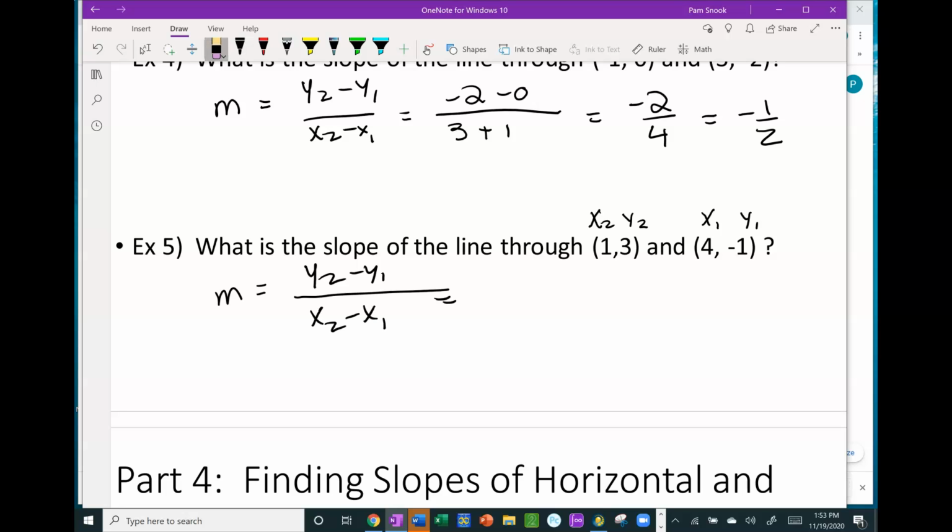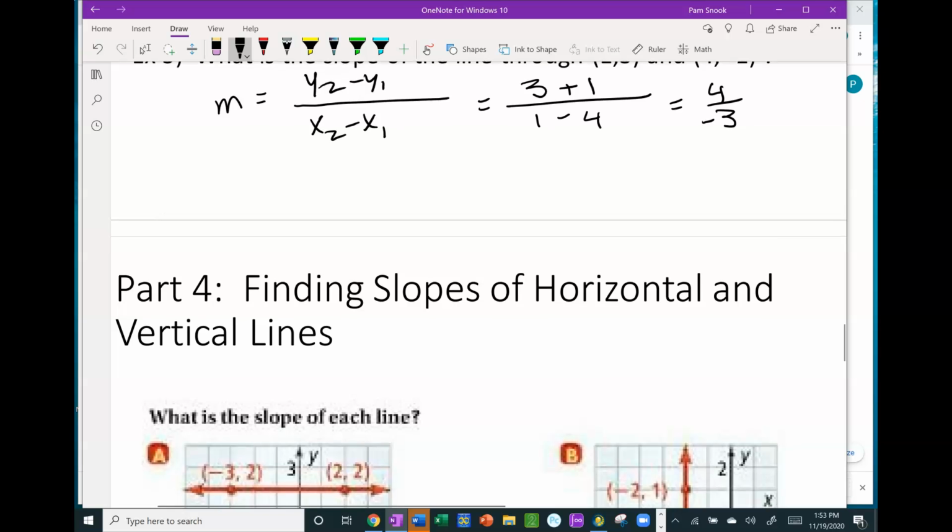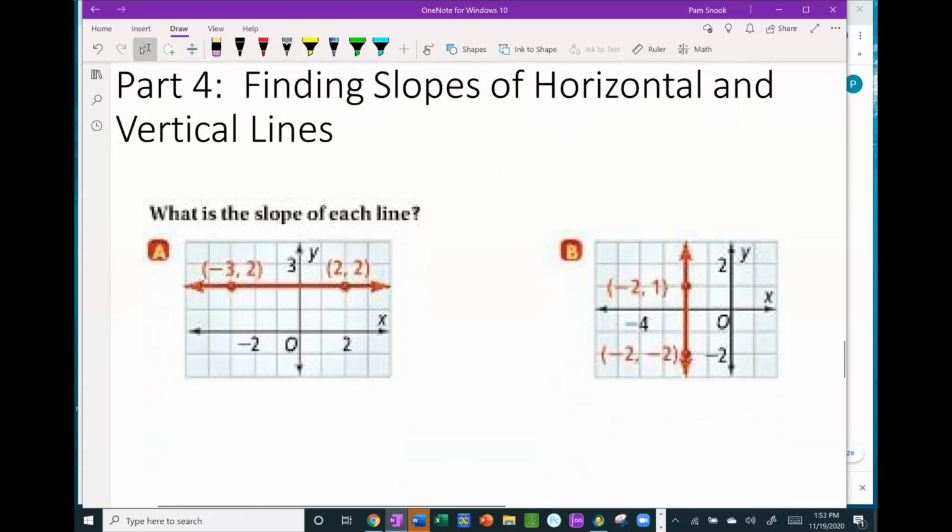So now I'm going to do y2 minus y1, which is 3 minus a negative 1, over 1 minus 4. And I'm going to get a positive 4 over a negative 3. And so then my slope is just a negative 4/3. So that's when you have lines that are slanted.